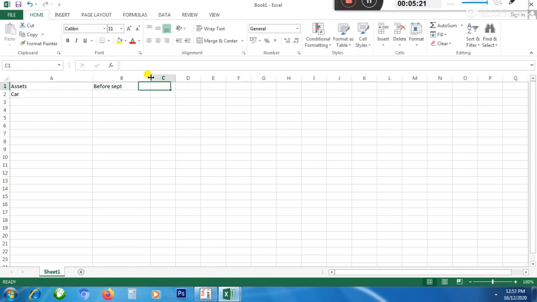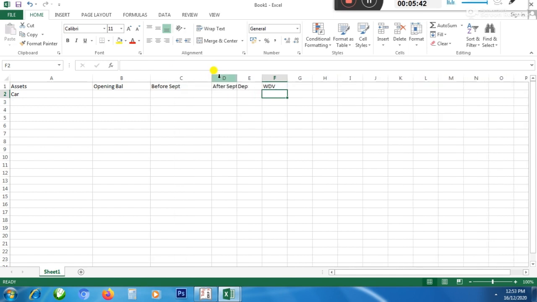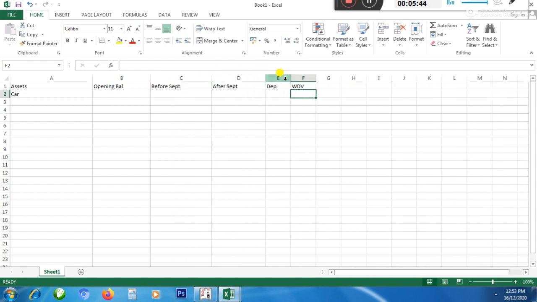September. I'll put first opening balance, before September, after September, depreciation, and the written down value. So these are the columns you have to prepare for depreciation.